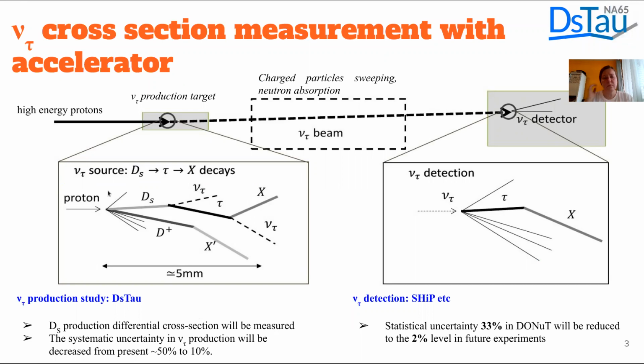Here is a schematic view of tau neutrino cross-section measurement with the accelerator. We are interested in this part, when a high energy proton interacts with the target and tau neutrinos are produced. The main source is such a decay: when a proton interacts, Ds appears, and it decays to tau and neutrino, and tau decays as well. As is clear from the name of our experiment, we are interested in these interactions.